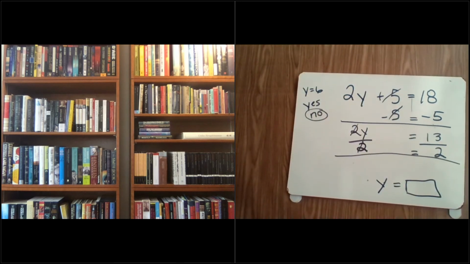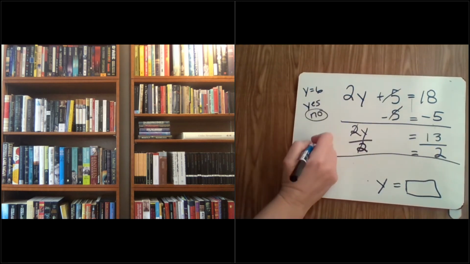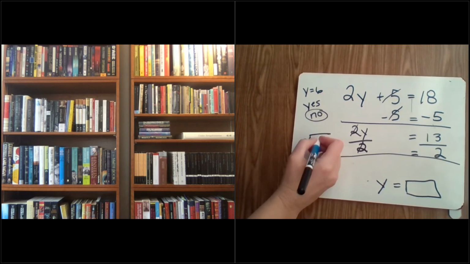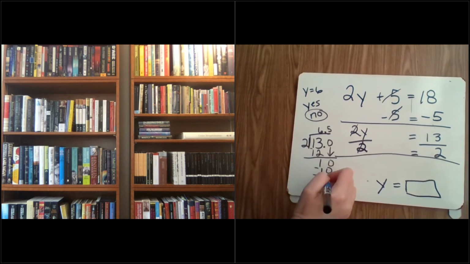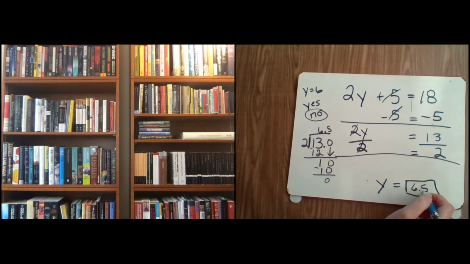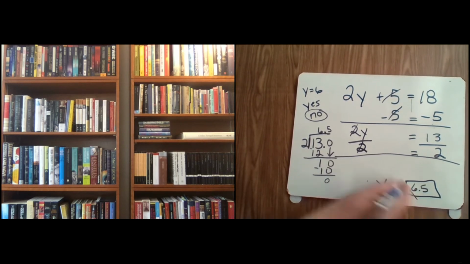13 divided by 2. You could work out the division, long division. We know that 2 can go into 13 6 times. 6 times 2 is 12. I have 1. I bring down another 0. 2 goes into 10 5 times. 5 times 2 is 10. Subtract, 0 remainder. Oh, y actually equals 6.5. Okay.